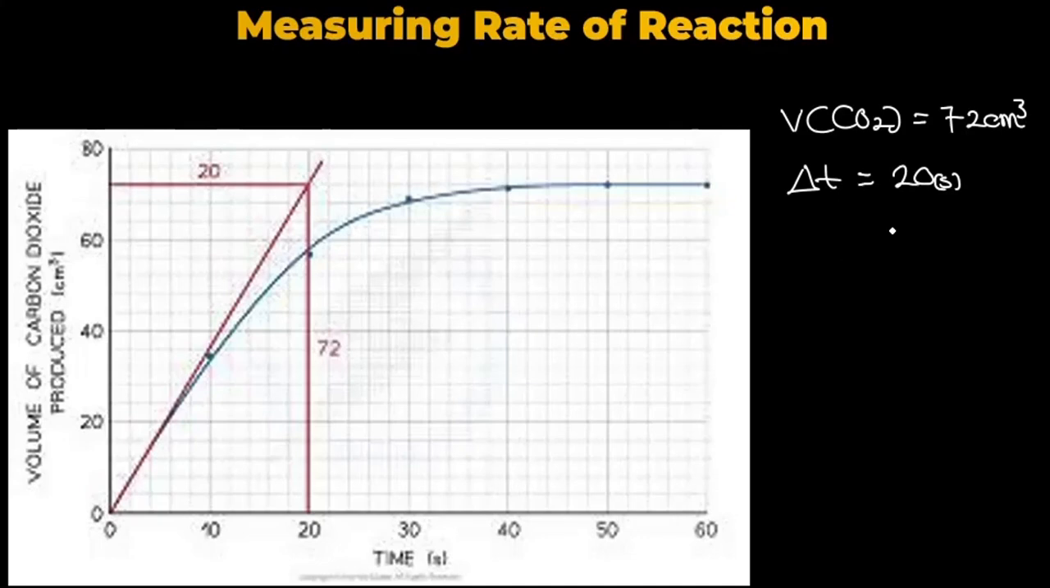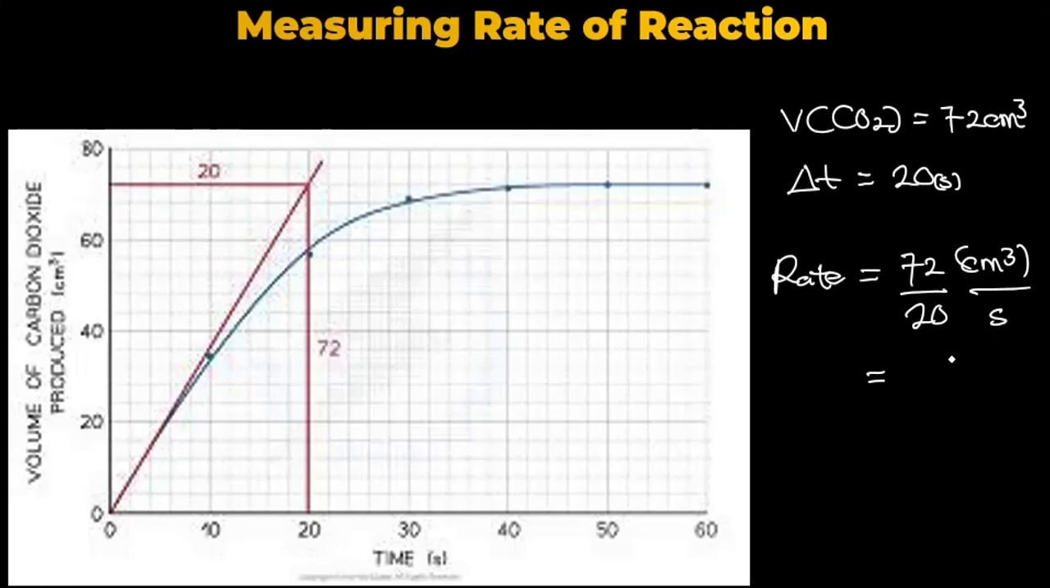So we should be able to determine the gradient of this tangent from these two values. Okay, and so we can say the rate from this is going to be the volume of CO2 produced per unit time. So the speed here would be 72 divided by 20. Remember, this is cm cubed, and this is in seconds. So what is going to be the answer to this?